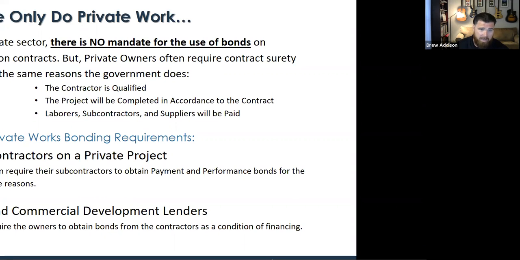And then also banks and commercial development lenders, I'm seeing it more and more where they're starting to require the bonds as well. A lot of times they'll put it as a condition of financing. So you'll have a developer that is looking to develop this plot of land. You're going to come in and contract directly with the developer. But in order for the developer to get that financing, all the contractors listed on their project need to provide some sort of payment and performance bond protection in order for that financing to go through.